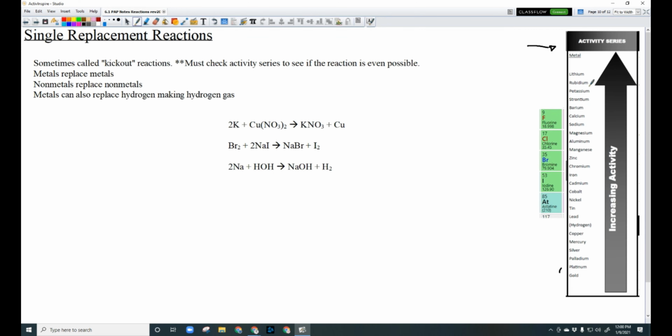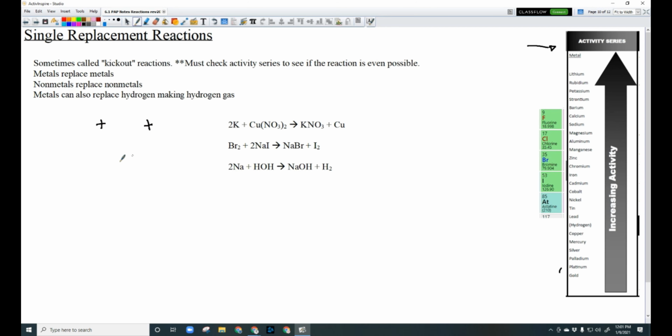Stronger metals replace weaker metals. Weaker metals cannot replace a stronger metal. So if you have a weaker metal trying to replace a stronger metal, it's not going to react. There's not going to be a reaction there, so you have to keep a lookout for those. Another thing to keep a lookout for is that metals replace metals. So positive ions can only replace positive ions.